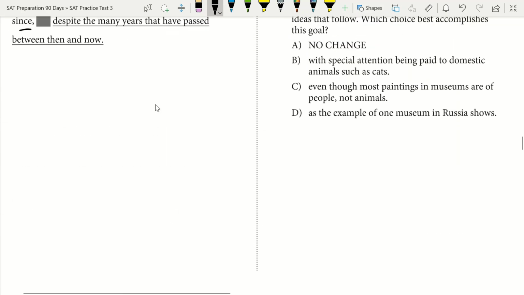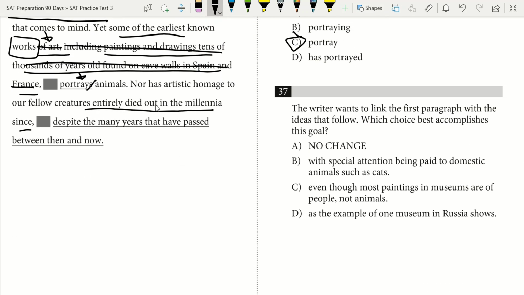Let's quick answer 37. Which choice best accomplishes this goal of introducing those ideas that follow with that first paragraph? So we have, nor has artistic homage to our fellow creatures entirely died out in the millennia since, despite the many years that have passed since then and now. That's just the same thing as saying in the millennia since. So A is going to be wrong for 37.